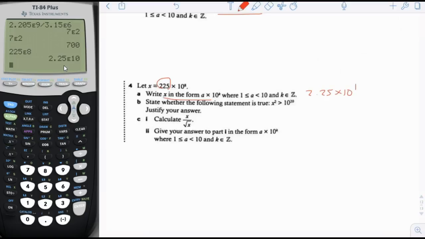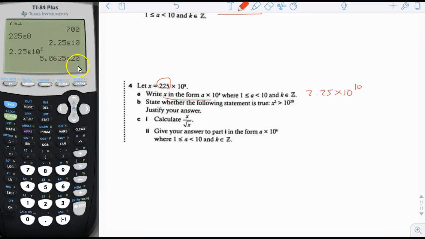And then the next thing is, it says, state whether the following statement is true. X squared is greater than 10 to the 20th. So let's see if that's true. We'll square it. Oops. Let's try that again. We're going to square it. Man, you know what? My eyes are really bad. That looks like squared to me. Okay. It should be, squared is this one, right?